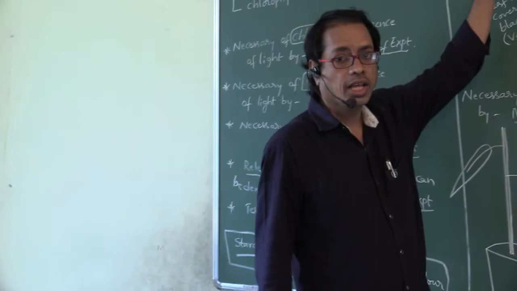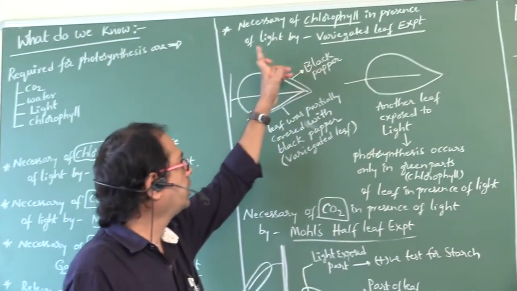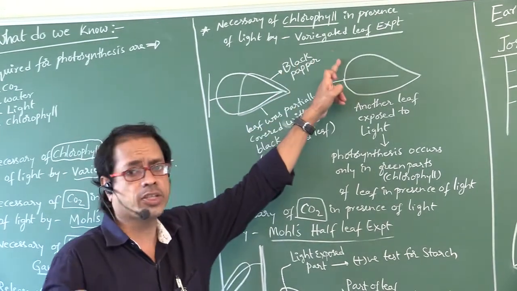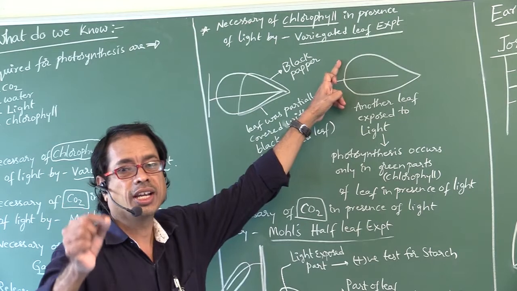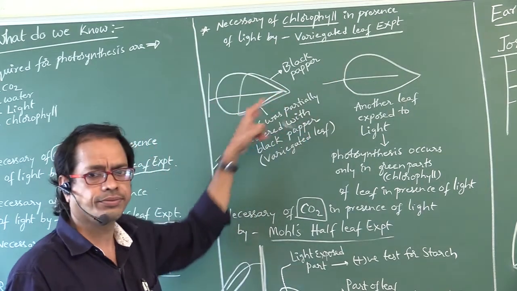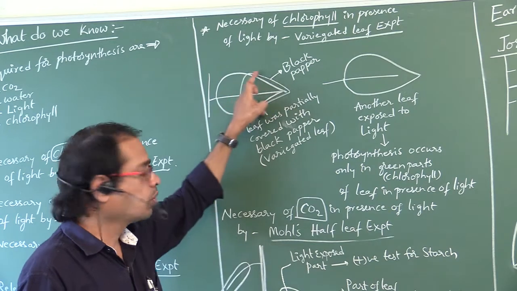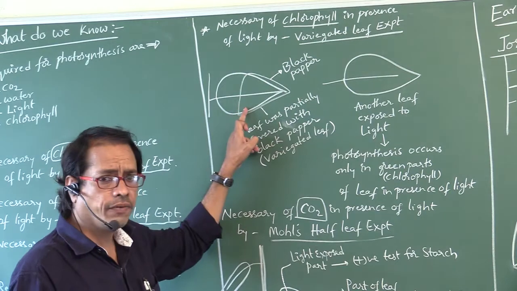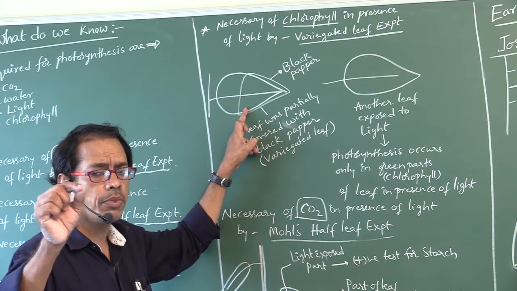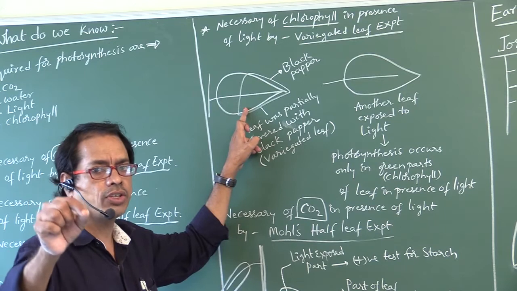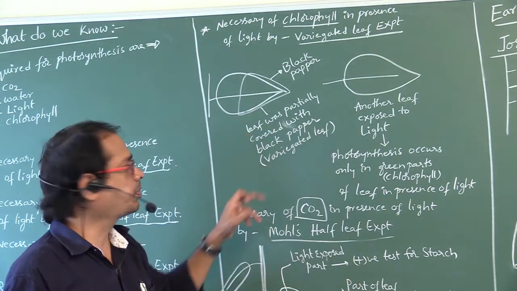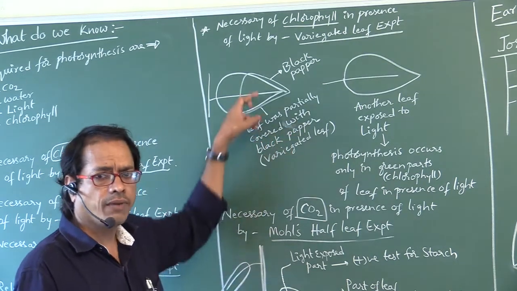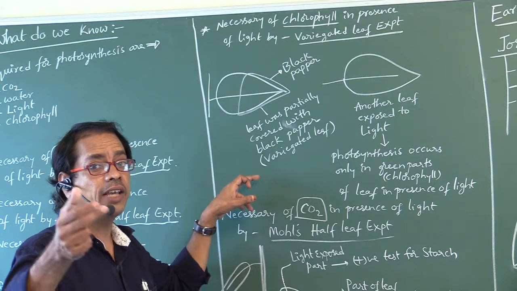Let's see, my dear students, the necessity of chlorophyll in presence of light can be demonstrated by the variegated leaf experiment. Variegated means difference. Let's take the leaf. This leaf was partially covered with black paper. This type of leaf is the so-called variegated leaf experiment.